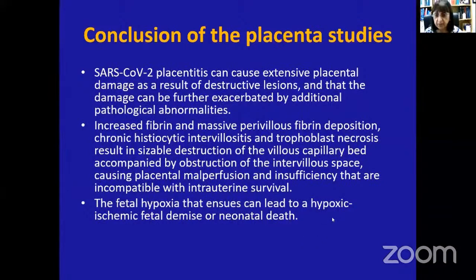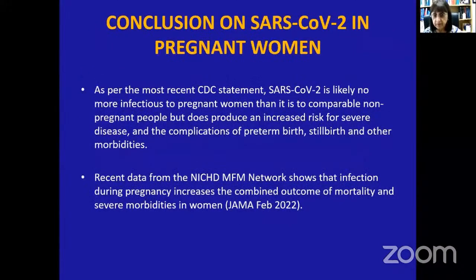So this is not the traditional hypoxic ischemic event that we see perinatally, but it's an intrauterine event, but nevertheless ends up in the death of the baby. So the conclusion on SARS-CoV-2 in pregnant women is that, as per the most recent CDC statement, SARS-CoV-2 is likely no more infectious to pregnant women than it is to comparable non-pregnant people, but it does produce an increased risk for severe disease, and the complications of preterm birth, stillbirth, and other morbidities are there.